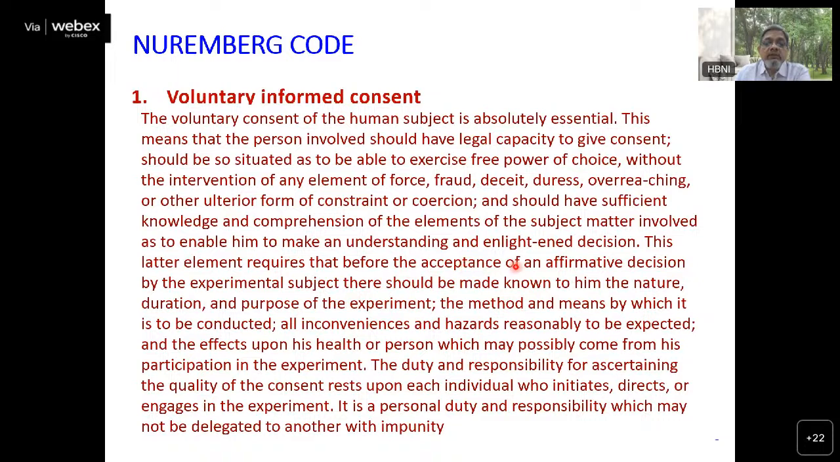Okay. So before acceptance of an affirmative decision, he should be made to know the nature, duration, and purpose of the experiment, the method and means by which it will be conducted, all the hazards which are expected, and the possible effects on his health or person. Then the responsibility for ascertaining the quality of the consent rests upon each individual who initiates, directs, and engages in the experiment. This person has to deal with it directly, and it cannot be delegated to any other person.